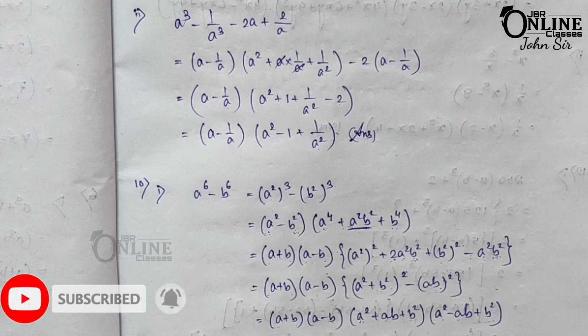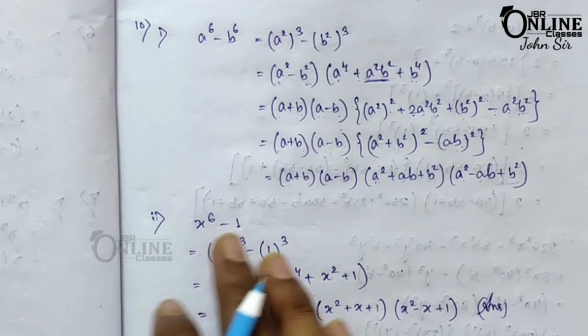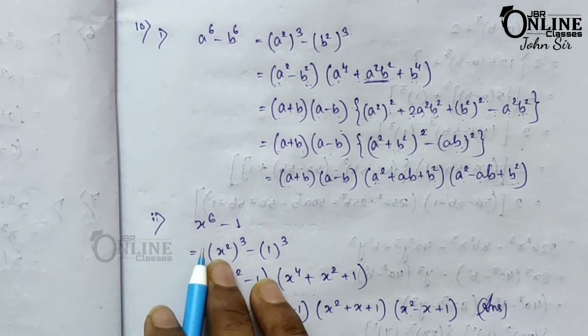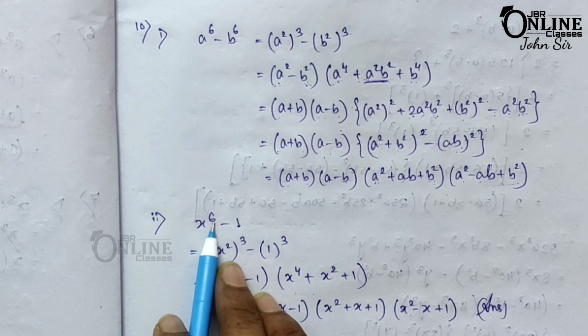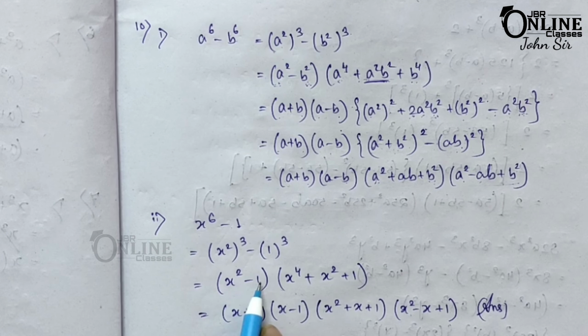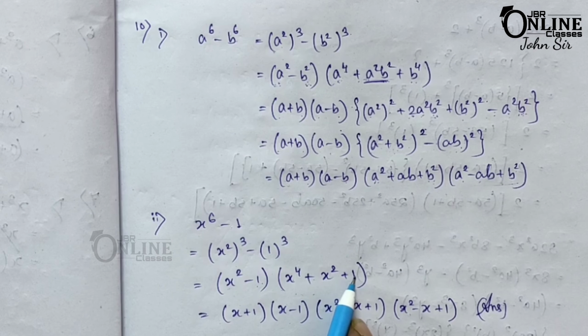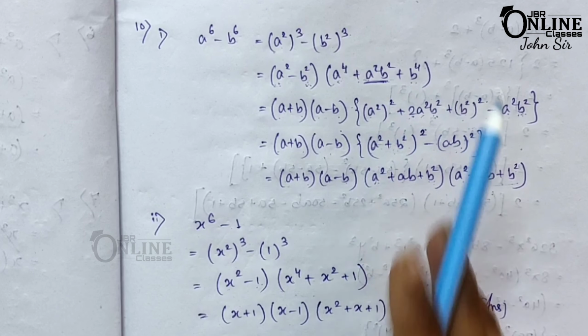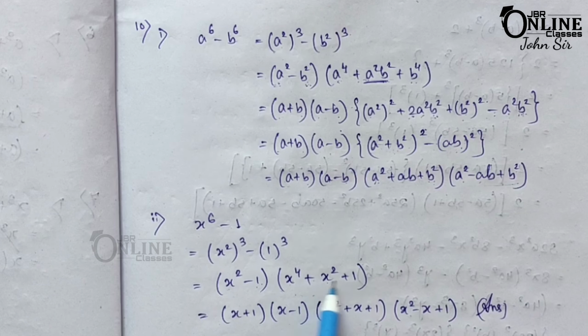Okay. Now sum number 10(2) is the same as sum number 10(1). So here are only some hints. Here x to the power 6 minus 1, x to the power 6 means x square whole cube minus 1 whole cube. So it becomes a cube minus b cube, that means a minus b, so x square minus 1, and here a square plus ab plus b square. Okay, so here as a to the power 4 plus a square b square plus b to the power 4, here also x to the power 4 plus x square plus 1.